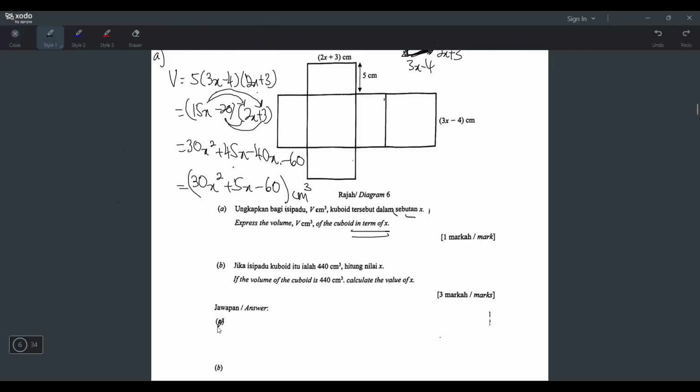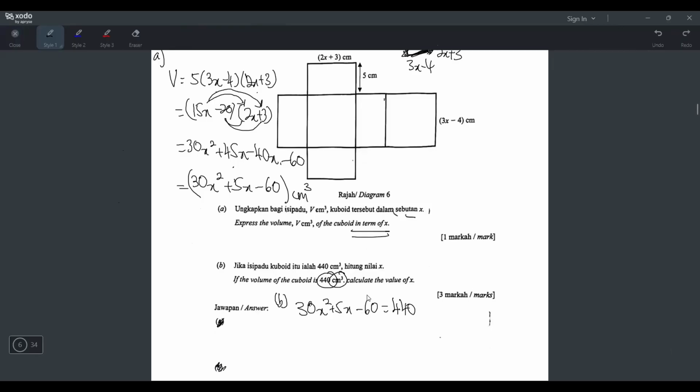Now let's do B. So I will do my B working here. So they say if the volume is 440, calculate the value of x. And the 440 is also in cm cubed. And the one I did at A is also in cm cubed, right? But this one is in terms of x. But since they are both volume, they can be equal. So 30x squared plus 5x minus 60, the whole thing equals 440, right?